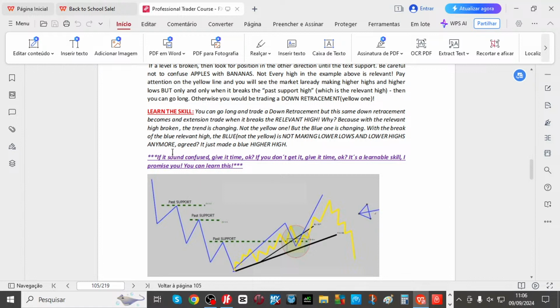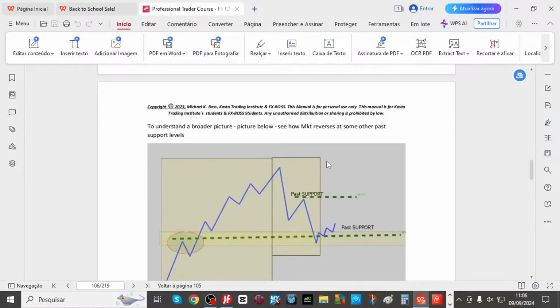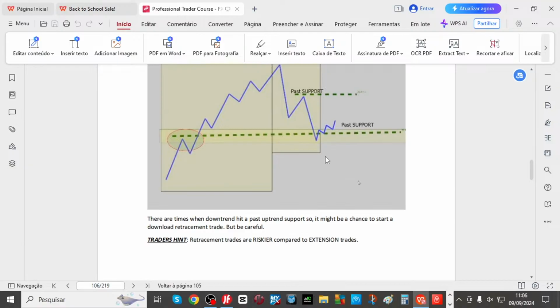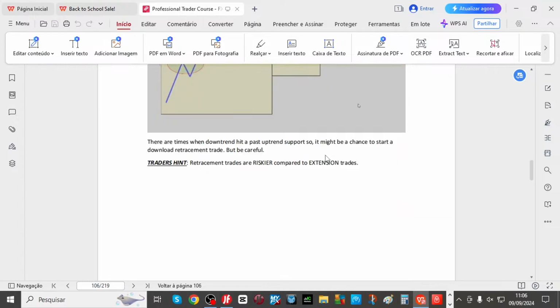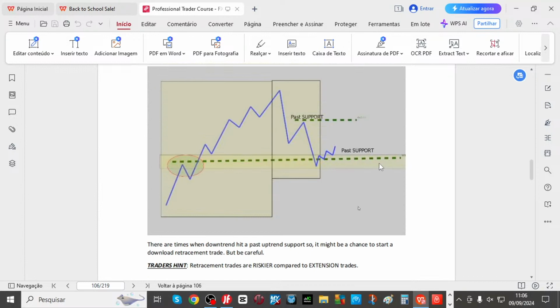It just made a hard high. If it sounds confusing, give it time. If you don't get it, give it time. Alright, everybody, give me a second. What is better considering drawing support or resistance for the 4-hour time frame, monthly, weekly? Monthly, everybody. Monthly pivot point, support, resistance. Traders hint: retracement trades are riskier compared to extension trades.